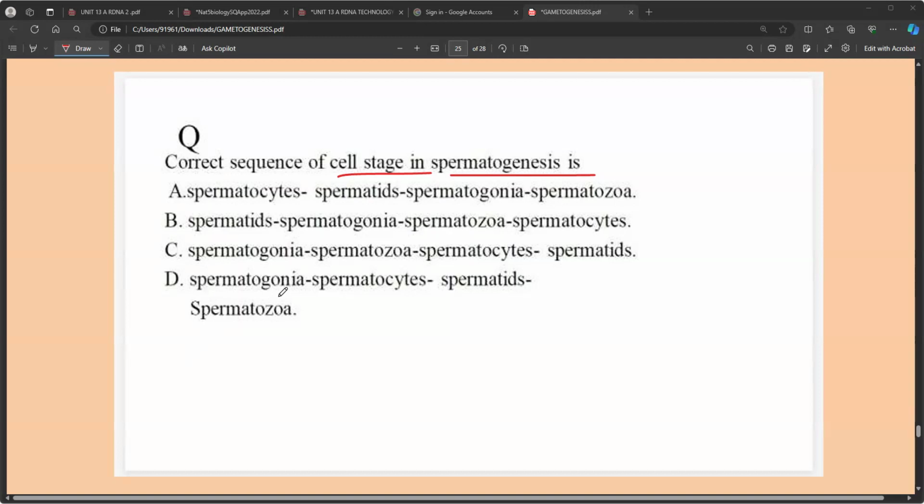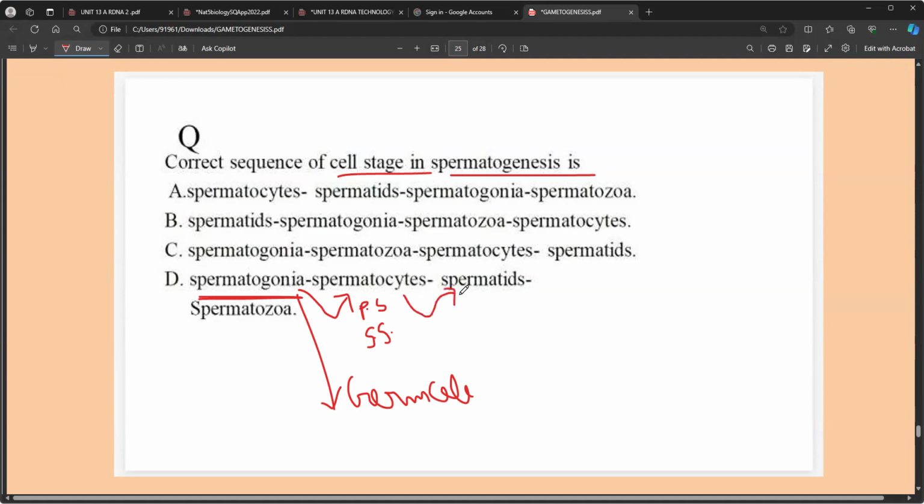So first, spermatogonia. Spermatogonia are germ cells, as I told you. They differentiate into spermatocytes: primary spermatocyte and secondary spermatocyte. Secondary spermatocytes differentiate into spermatids. Spermatids differentiate into spermatozoa. Correct? The correct answer will be D. Don't get confused.